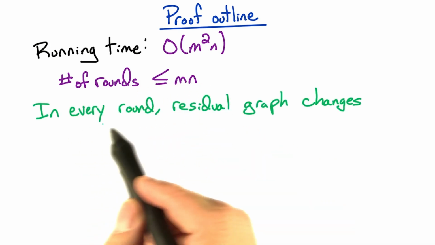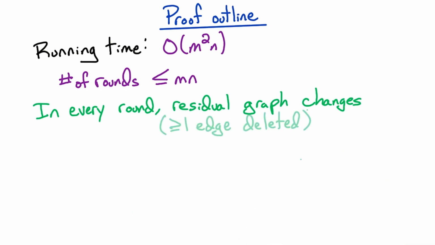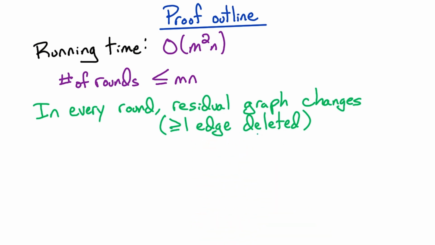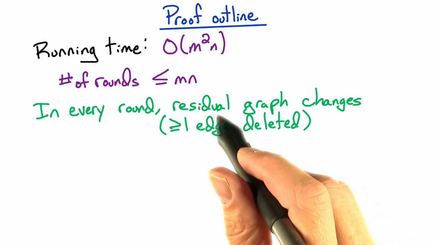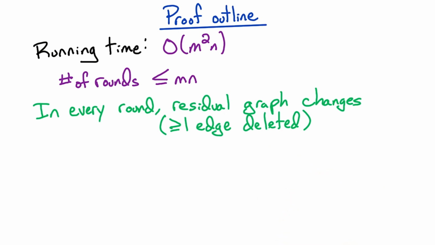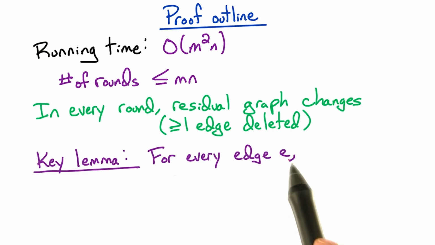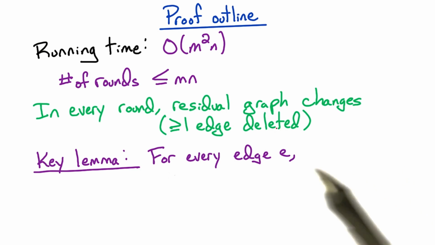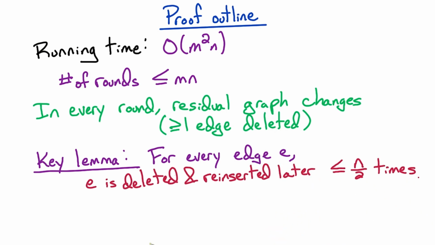As we just discussed, in every round the residual graph changes from the previous round. In particular, at least one edge is deleted from the residual graph in every round. This edge corresponds to the one with minimum capacity along the augmenting path. Now, edges may get added back in the residual graph, and in particular, this edge might be deleted in this round, and in later rounds might be added back in. Now, what we're going to prove is that for every edge of the graph, we can bound the number of times that the edge is deleted in the residual graph, and then reinserted back later. In particular, we're going to show that the number of times this edge E is deleted from the residual graph, and then later reinserted into the residual graph, is at most n over 2 times.